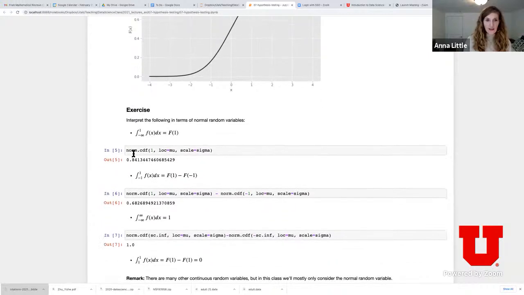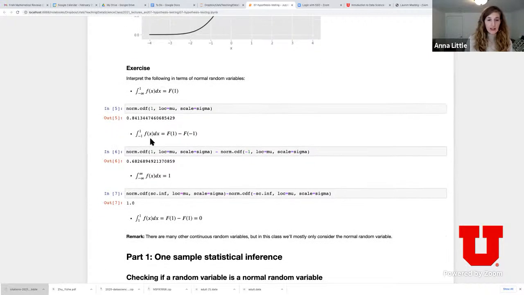So I can evaluate this with the norm.cdf function. And I can see that for this standard normal random variable, there's a probability of 0.84 of being less than 1. Okay, so next I'm calculating what's the probability that my norm is between minus 1 and 1.